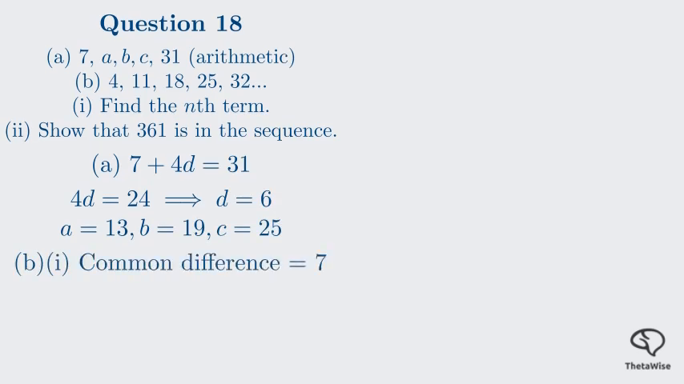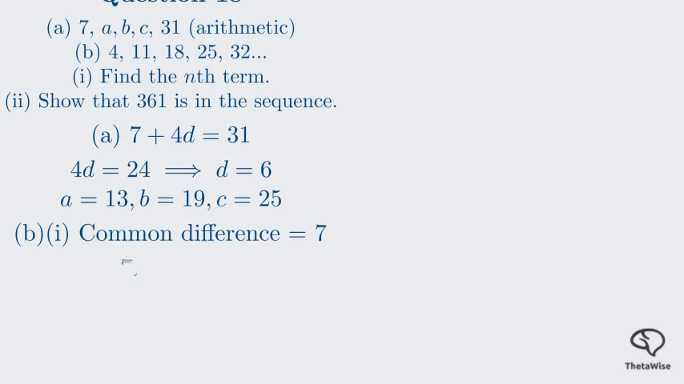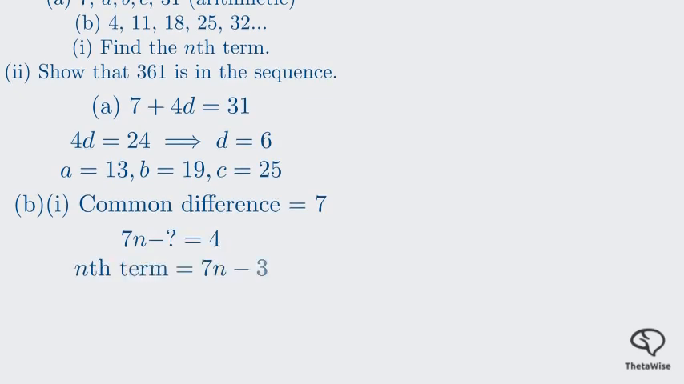For Part B, the sequence increases by 7 each time. The nth term formula for an arithmetic sequence is the difference times n, plus or minus a constant. 7n minus what equals 4? If we plug in n equals 1, 7 times 1 is 7. To get 4, we must subtract 3.